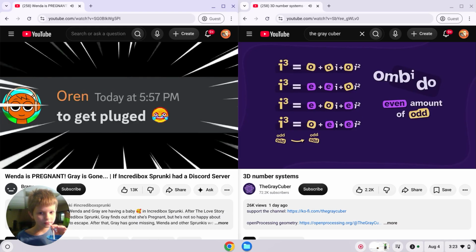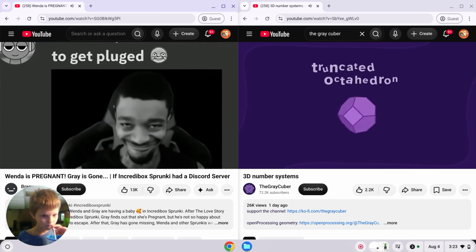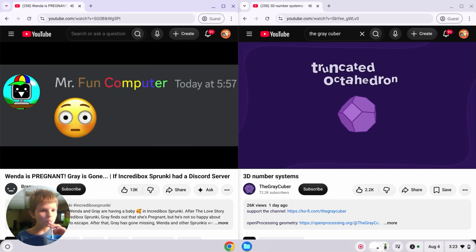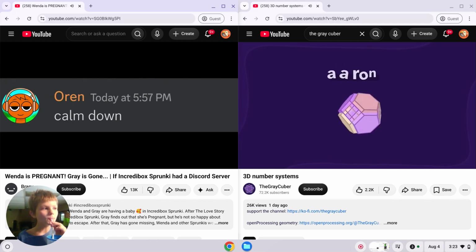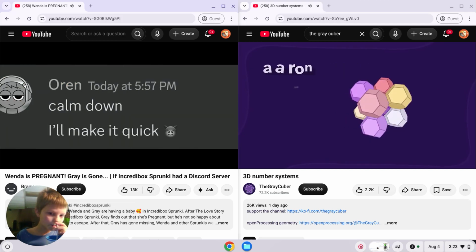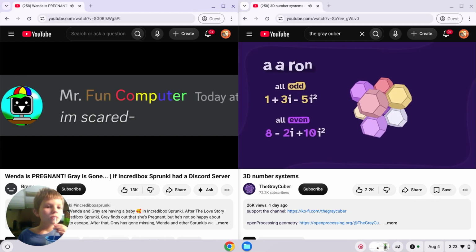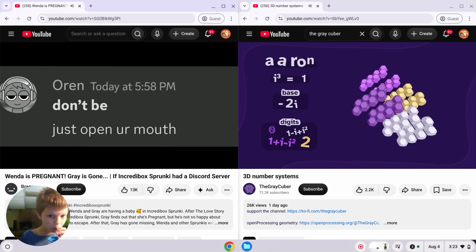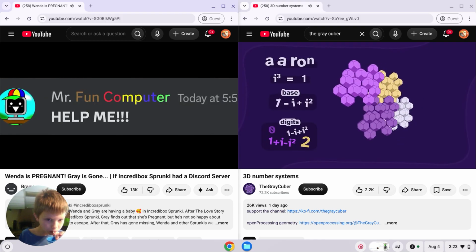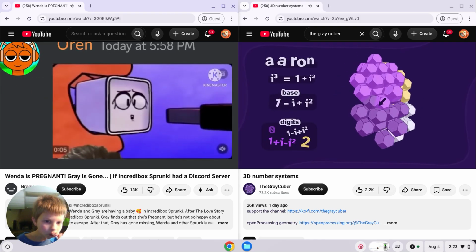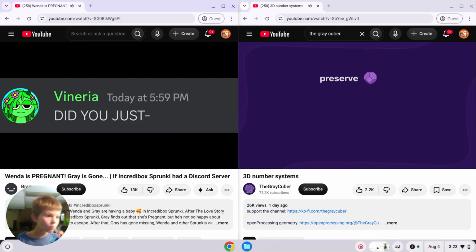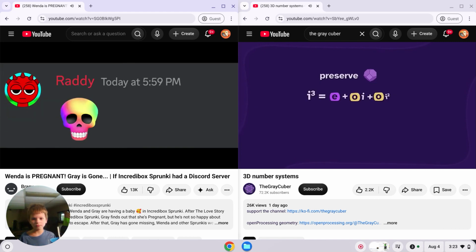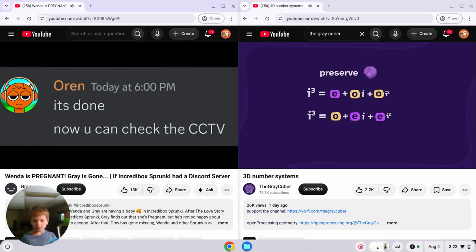Oh, and by the way, rhombido has a friend, the truncated octahedron, which we'll call Aaron. Aaron fills the space where values are all odd or all even. And this means that the variety of Aaron fractals is limited, and we need to be more careful about overlap. In order to preserve Aaron, i cubed must be even odd or odd even.